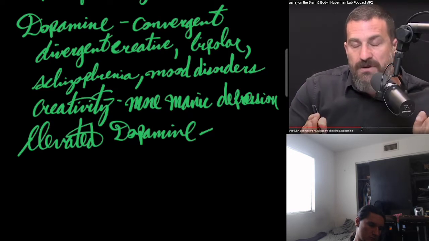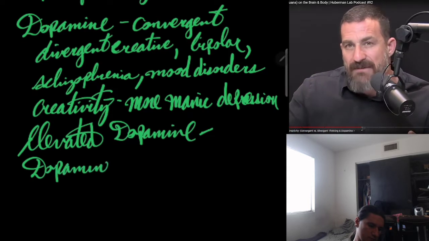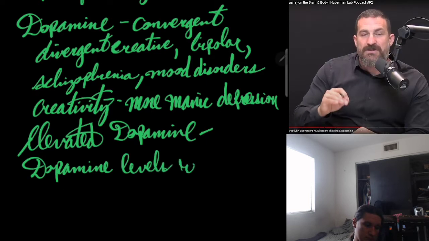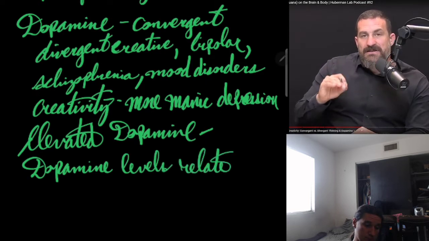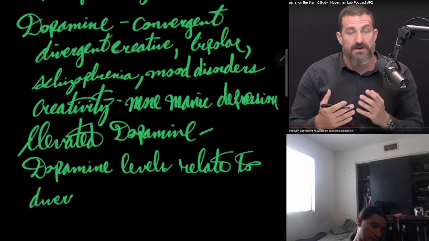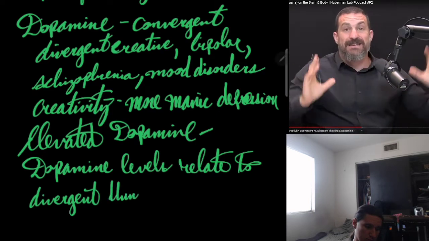Dopamine levels strongly relate to the probability that you can engage in convergent and divergent thinking. And they do so in the following way. When dopamine levels are high, divergent thinking is more likely. That is, when people have a lot of dopamine circulating in their system, they tend to be very expansive with their ideas. They tend to brainstorm a lot.